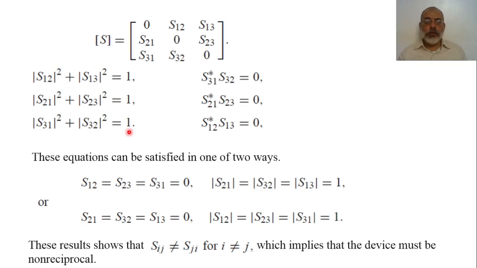So, now we have two solutions which satisfy the condition for the lossless case. And both solutions are non-reciprocal, because here S12 does not equal S21, S23 does not equal S32, and S31 does not equal S13. So this result shows that Sij does not equal Sji for i not equal to j, which implies that this device must be non-reciprocal. Right?